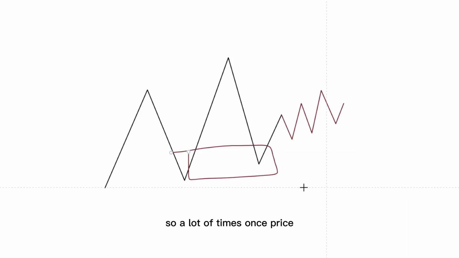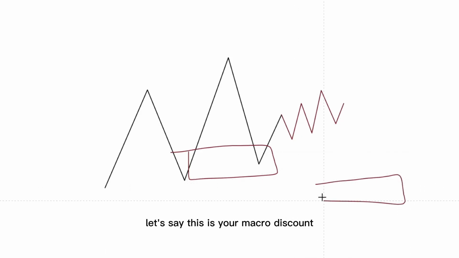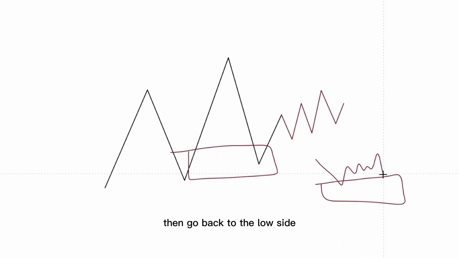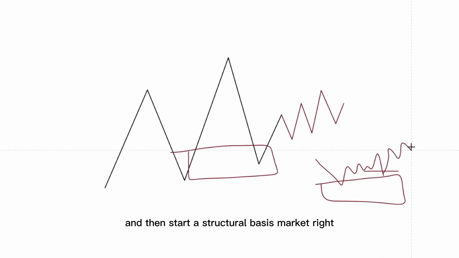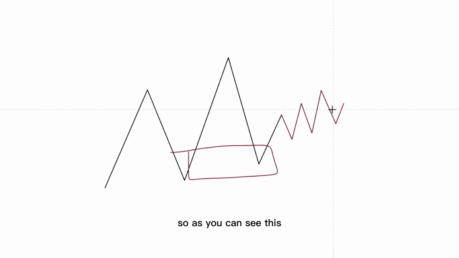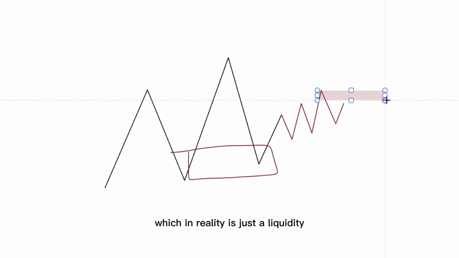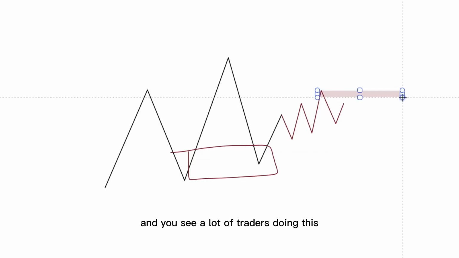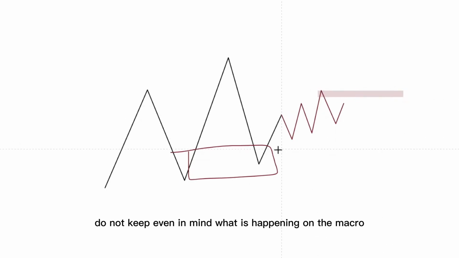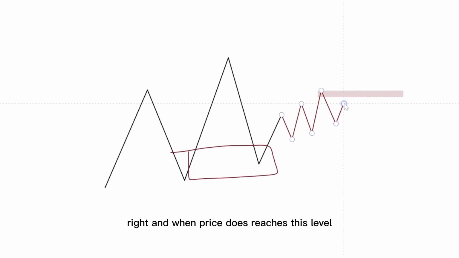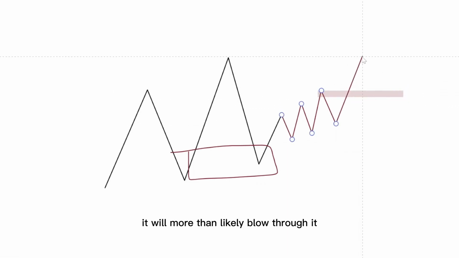So a lot of times once price, let's say this is your macro discount, when price reaches this level, it will consolidate, expand, then go back to the low side, form the stop hunt, and then start a structural bullish market, right? So as you can see this, you would not want to take a sell here. This would be a fake order block, which in reality is just liquidity. And you see a lot of traders doing this. They're not keeping in mind what is happening on the macro, right? And when price does reach this level, it will more than likely blow through it.